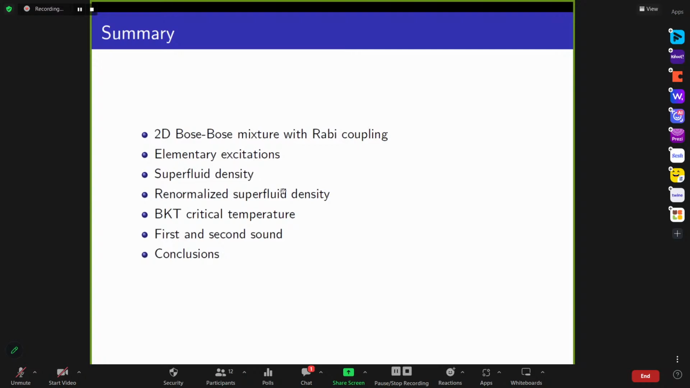And then I will discuss how to get the renormalized superfluid density, taking into account the presence of quantized vortices. And from it, we will also calculate the Berezinskii-Kosterlitz-Thouless critical temperature, showing a phase diagram for this system. And finally, I will discuss also the behavior of first and second sound modes in the system. And finally, some conclusions.